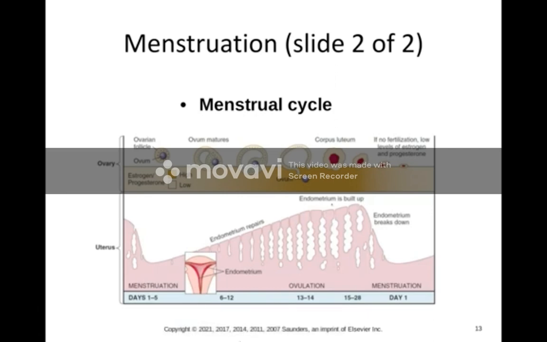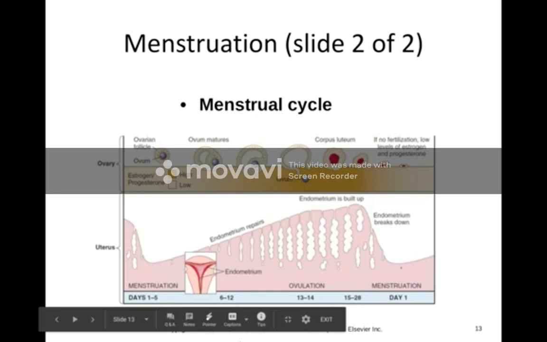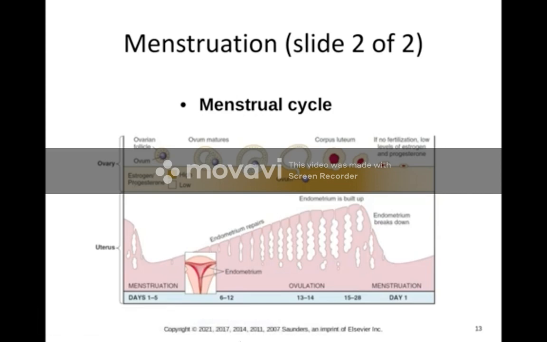It's peaking at ovulation and then troughing during menstruation. And then in the ovary, you can see that you have low estrogen and progesterone during menstruation, and then it peaks at ovulation. And the ovarian follicle with the ovum is maturing, and then the ovum releases, and the corpus luteum secretes estrogen and progesterone, at peak at ovulation time, and if no fertilization, there are low levels of estrogen and progesterone again.